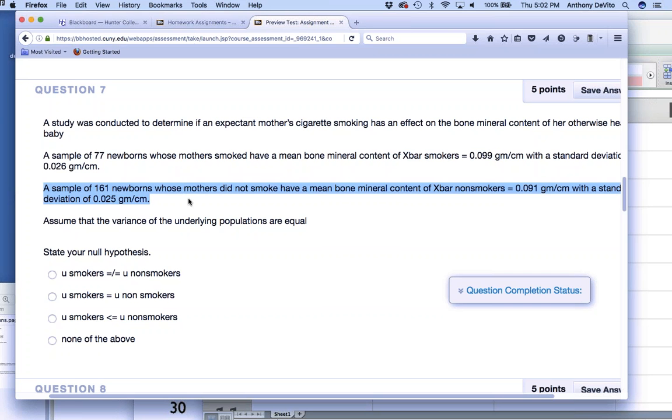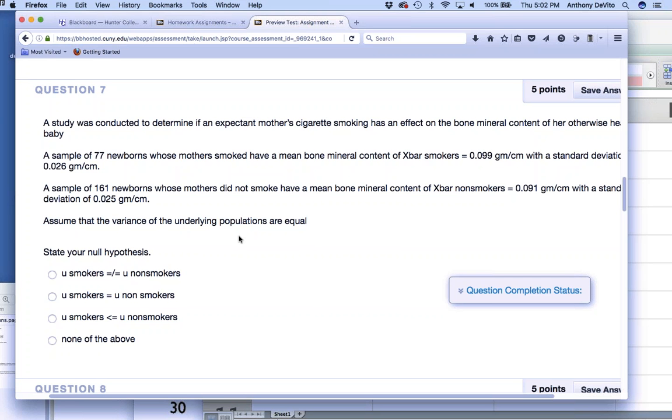A sample of 161 newborns whose mothers did not smoke, different sample, sample 2, have a mean bone mineral content of 0.091 grams per centimeter with a standard deviation of 0.025. Assume that the variances of the underlying populations are equal.